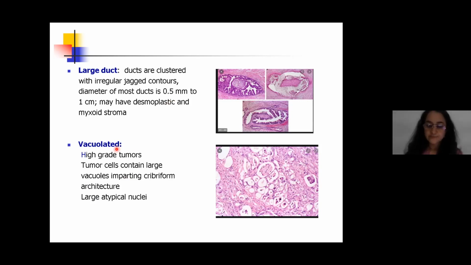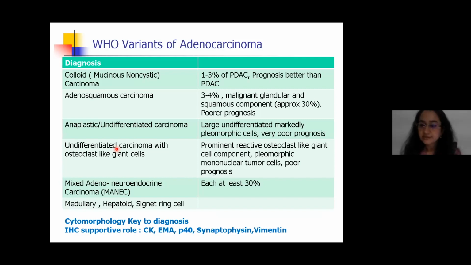It's a high-grade tumor. What is important to recognize are these WHO variants of adenocarcinoma, because they have clinical and prognostic implications. So first is the colloid or the mucinous non-cystic carcinoma, which has a better prognosis. The adenosquamous carcinoma, where the squamous component should be at least 30% of the tumor, has a poorer prognosis than the usual ductal adenocarcinoma.